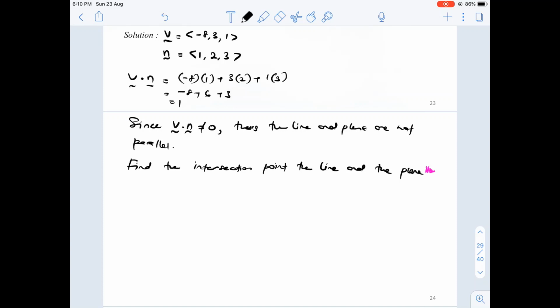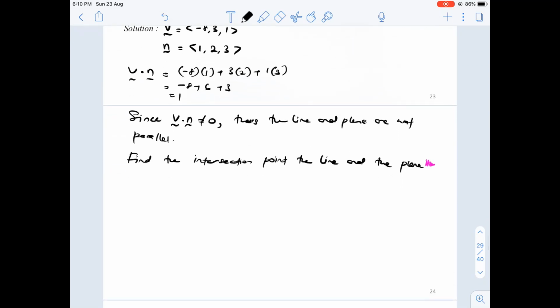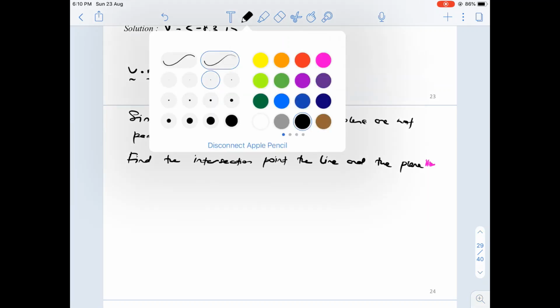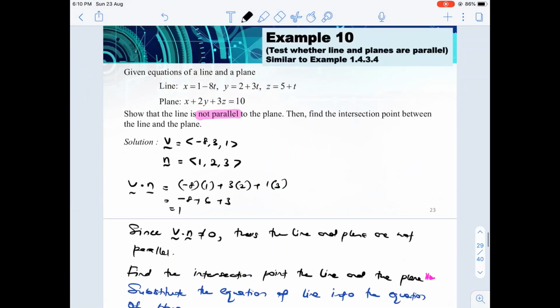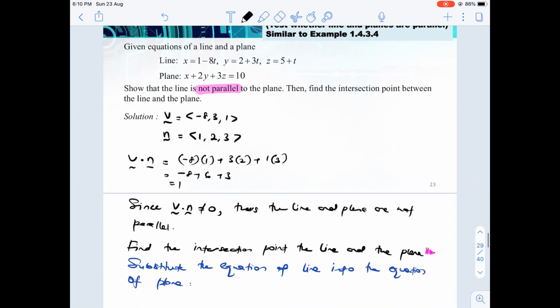In order to find the intersection point, what we should do is substitute the equation of the line into the equation of the plane. Alright, so substitute the equation of the line into the equation of the plane.